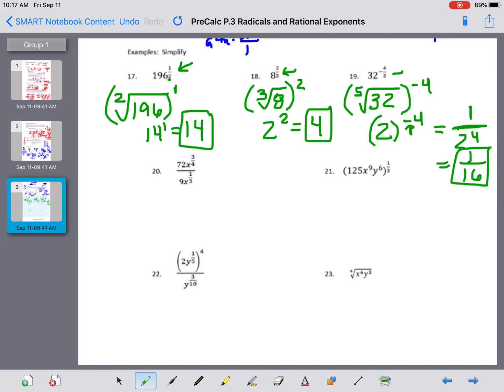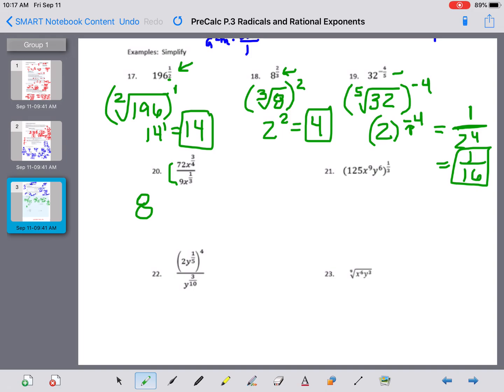All right, 20 is looking big and scary. Stop and follow your rules, okay? My rule says that if I have a fraction, I'm allowed to reduce it first. Well, let's start with just these constants out front, the coefficients. 72 divided by 9, that's 8.